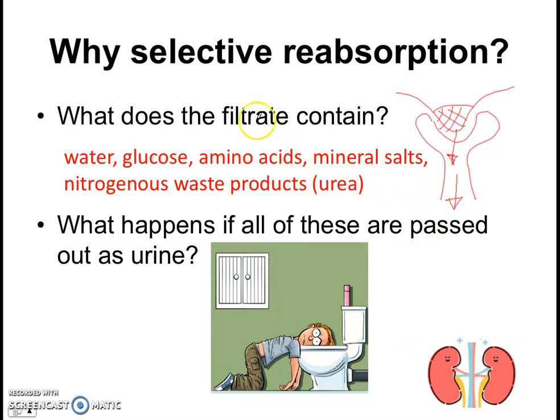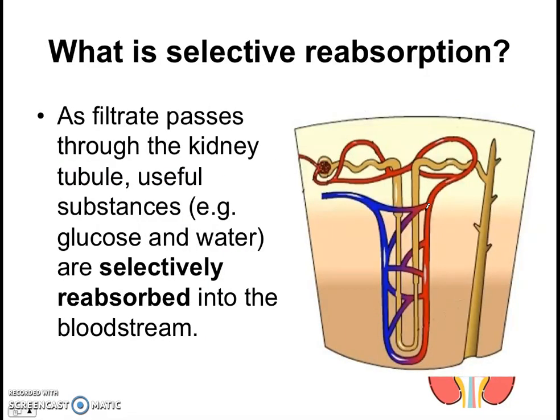And therefore, there is this second process called selective reabsorption, where some of the important substances are actually reabsorbed from the filtrate back into the blood. So in ultrafiltration, a lot of substances are filtered out into the Bowman's capsule. That's ultrafiltration here. But in selective reabsorption, some of the important substances are selectively reabsorbed back into the blood to be held and to be kept in the body, whilst the rest are then passed out as urine.